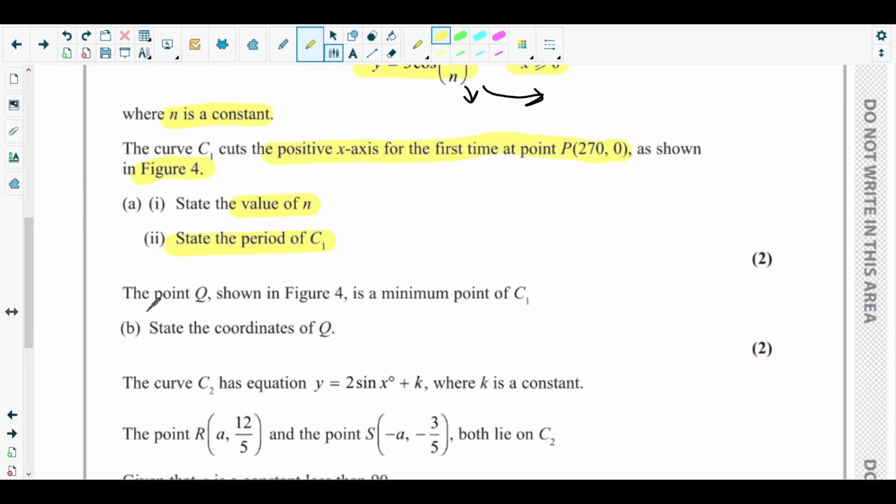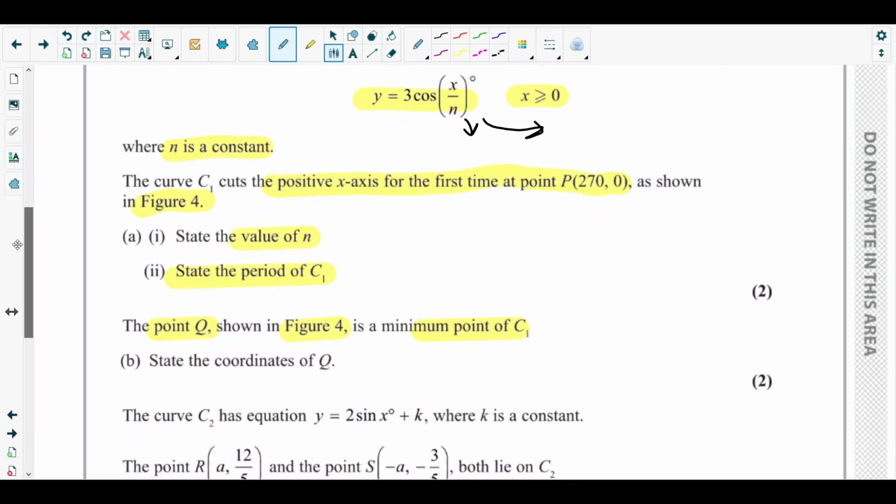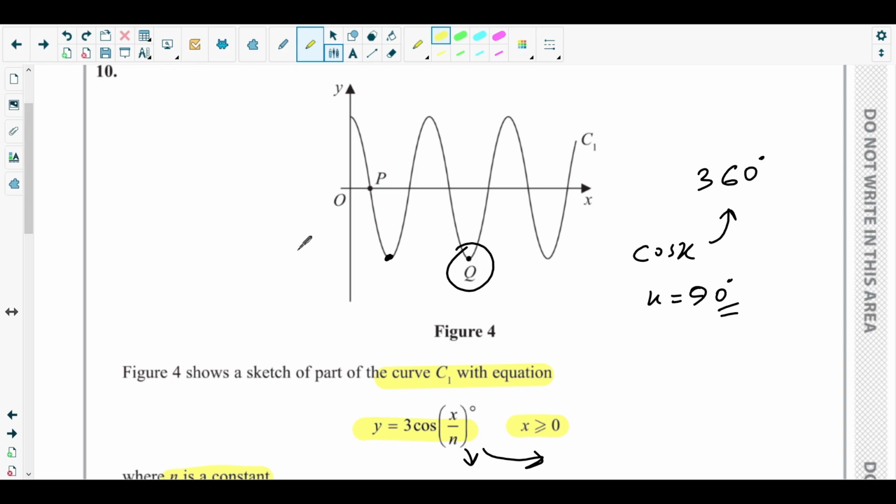In part B, the question says the point Q shown in figure 4 is a minimum point of C1. Okay, let's see point Q. This is basically the point Q. So this is the second minimum point. This is the first minimum point. This is the second minimum point. Okay. So part B is asking us to state the coordinates of point Q.